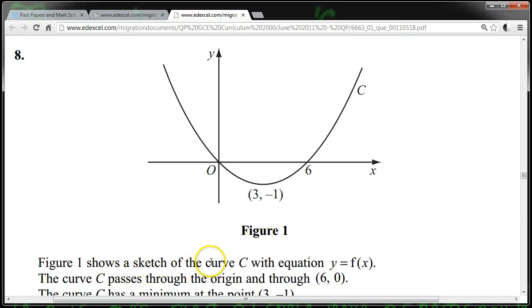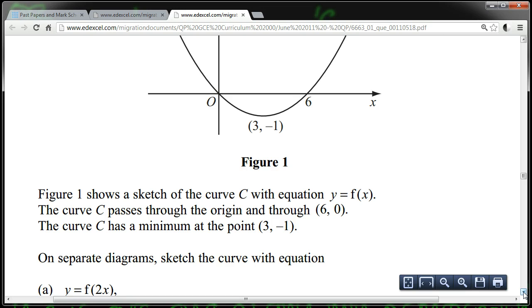Figure 1 shows a sketch of the curve C with equation y equals f of x. The curve C passes through the origin and through the point (6, 0). The curve C has a minimum at the point (3, -1).